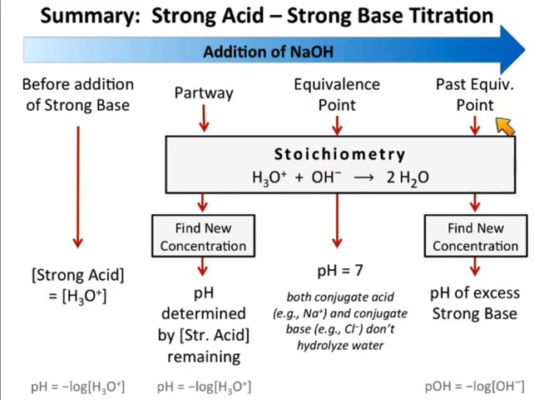Once you're past the equivalence point, you have to do some stoichiometry because you added a bunch of base, but you neutralized a majority of it. But whatever base is in excess, you find the new concentration because effectively you're diluting it. Then the concentration of the excess base gives you pOH, which then you can convert to pH. All right, so hopefully this is a helpful way to look at it.